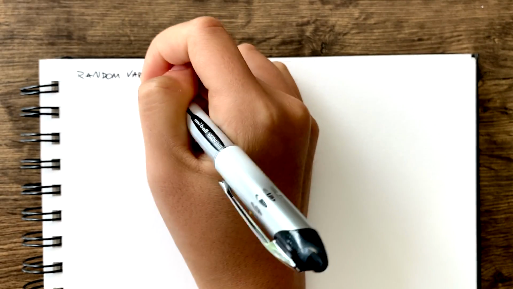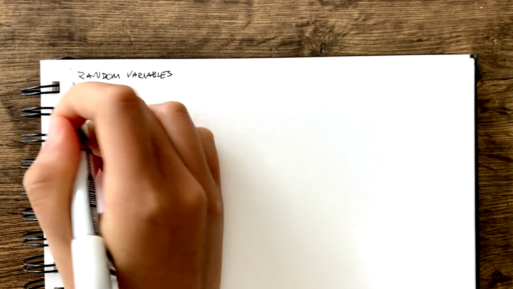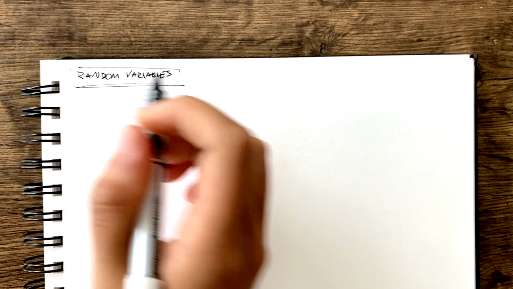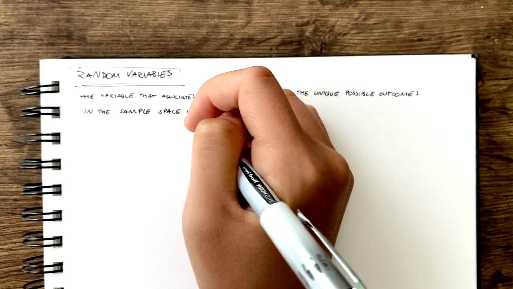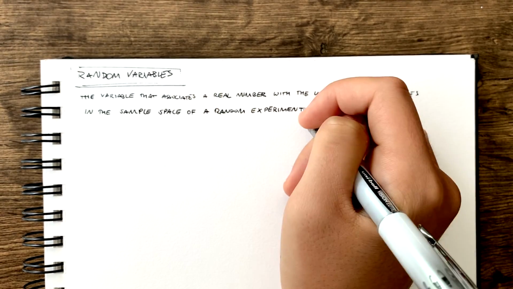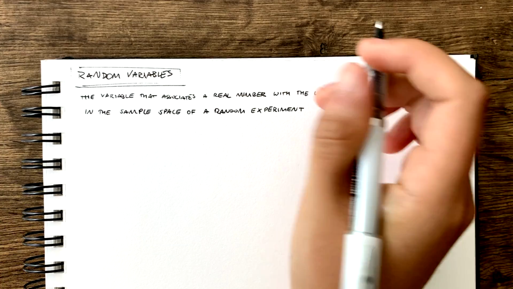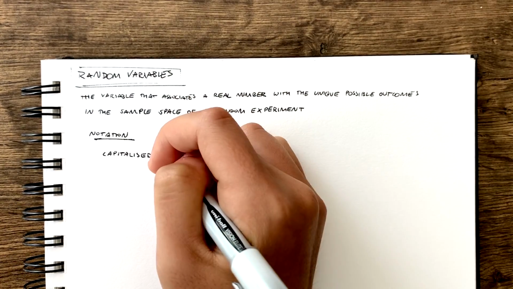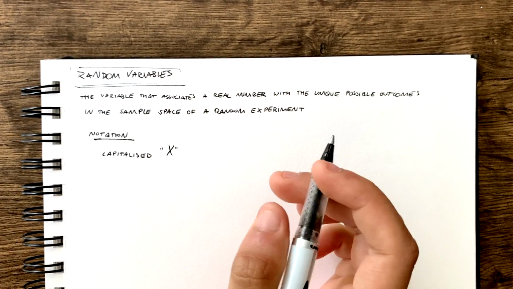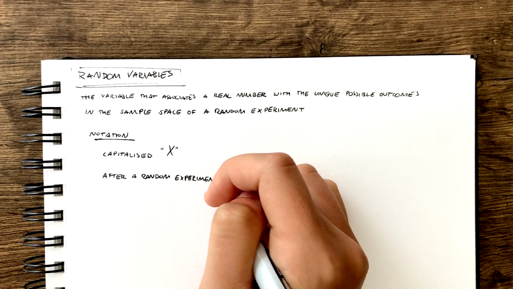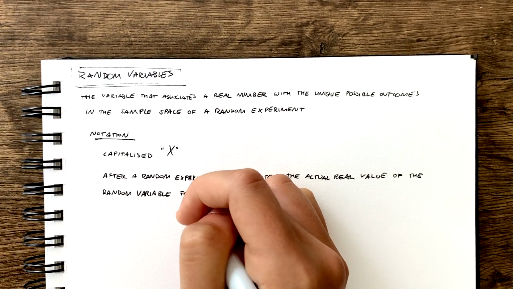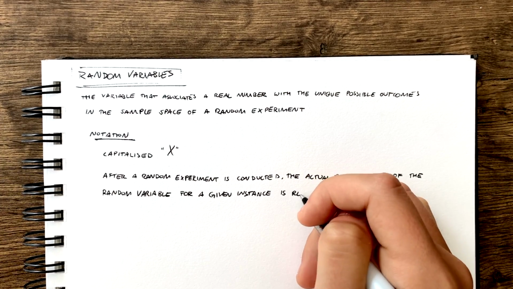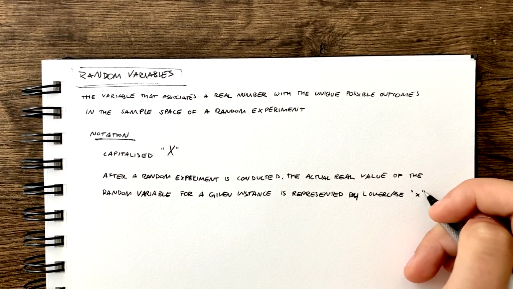Thank you so much for coming back to another stats video, and today we're just going to be talking about random variables. So a random variable is a variable that associates a real number with the unique possible outcomes in the sample space of some random experiment. And we can notate this in a number of ways, most commonly as a capitalized letter X. And after a random experiment is conducted, the actual real value of the random variable for a given instance is represented by a lowercase x.